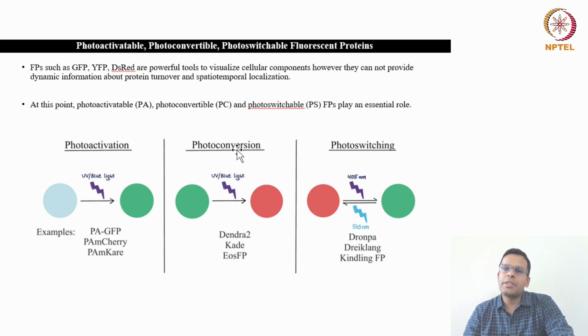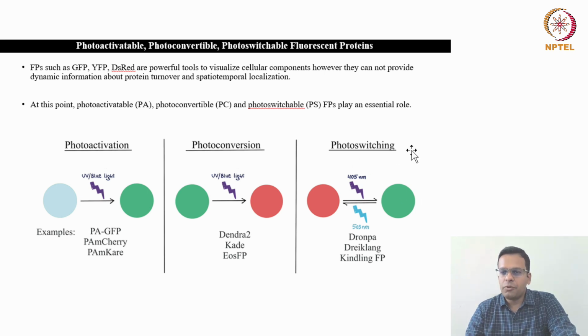The other types of proteins are known as photoconvertible fluorescent proteins. So what is photoconversion? Initially the protein is green in color, but if you use UV or blue light, it turns red. And in the next slides, I will show you how these properties are useful in studying the protein dynamics in biological systems.